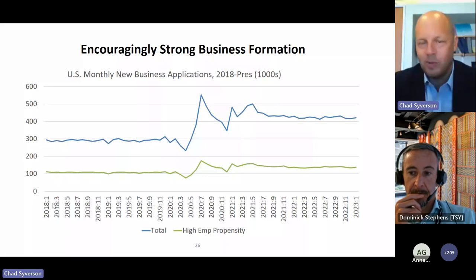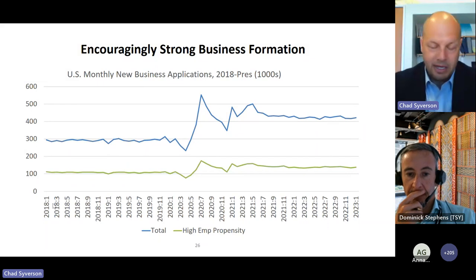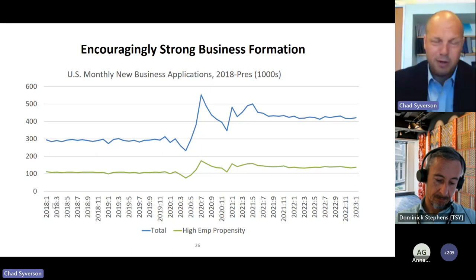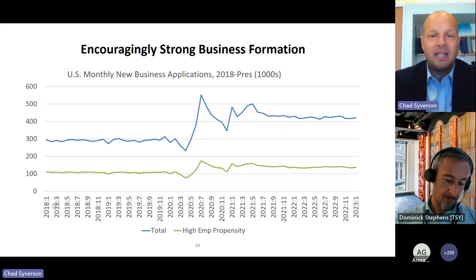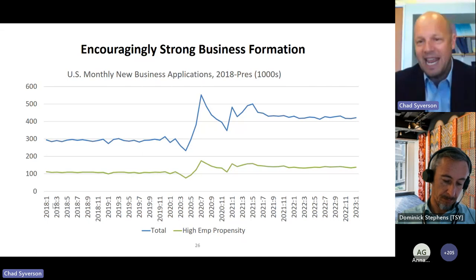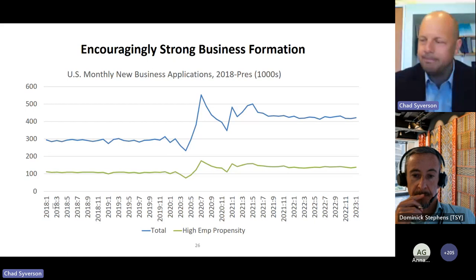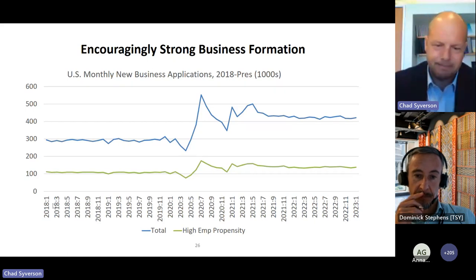One of the starkest patterns we've seen, at least in the US in terms of dynamism, is that business formations are way up. So business formations were basically level at about 300,000 per month for years before the pandemic. They spiked during the pandemic and they stayed high since then. They're now at about one third higher than they were before the pandemic, even a year and a half out from any sort of release of lockdown and things like that.